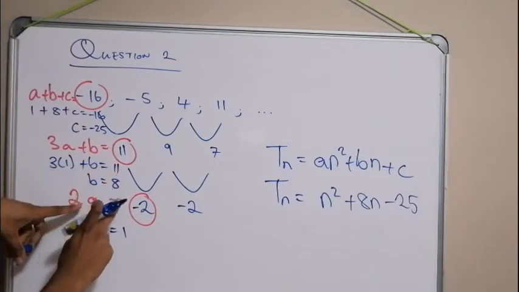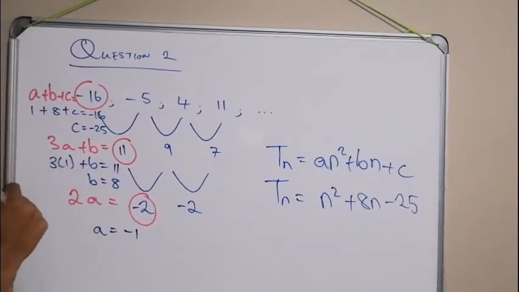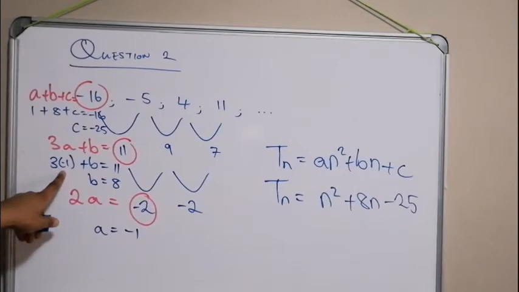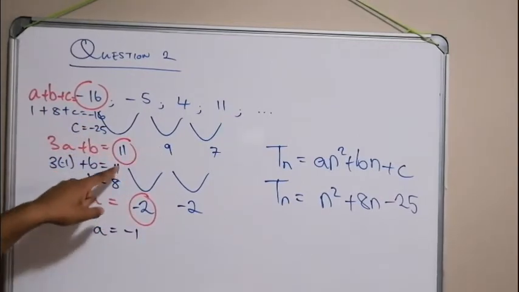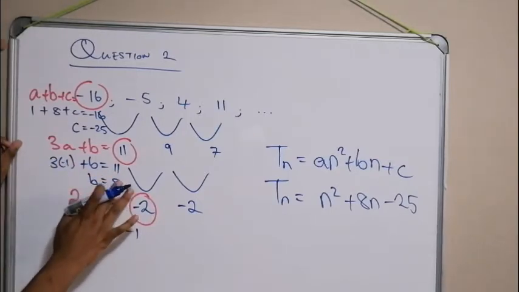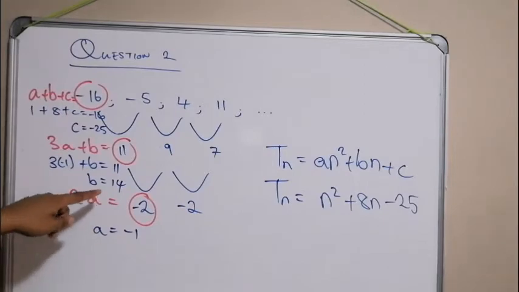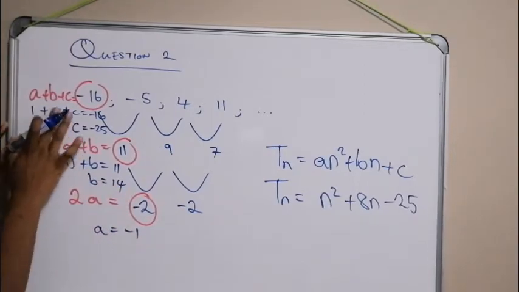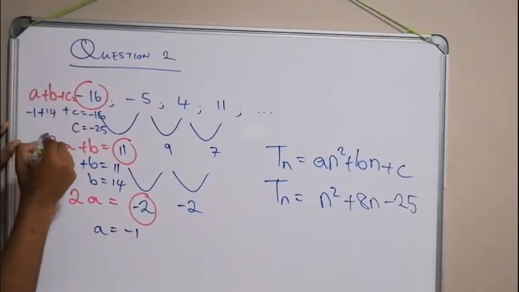Since 2a is equal to negative 2, a would then be equal to negative 1, right? So I need to fix this up here as well. This is 3 multiplied by negative 1, which is now negative 3. And once you take negative 3 across, you need to add it to the 11, not subtract it like we did here. And this gives us an answer of 14. Okay, and so now a is negative 1 and b is 14. So I'll just put that in here. Negative 1 and 14.